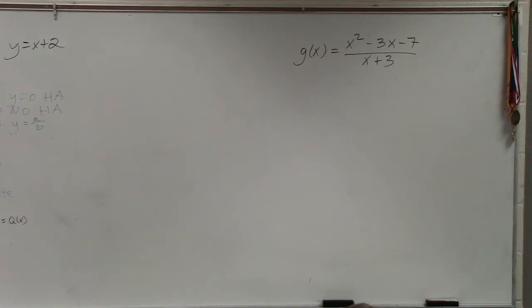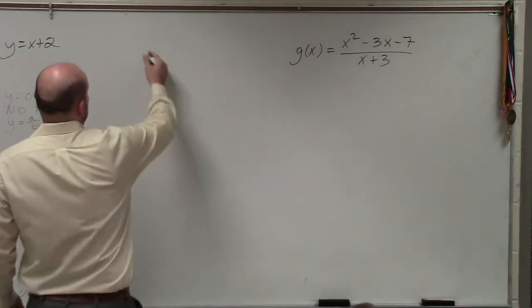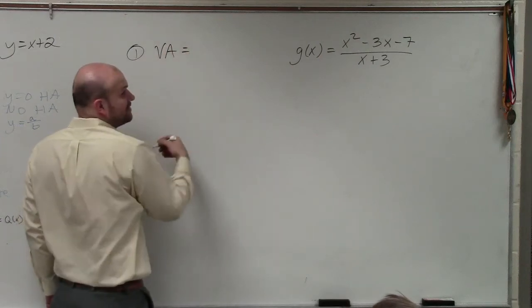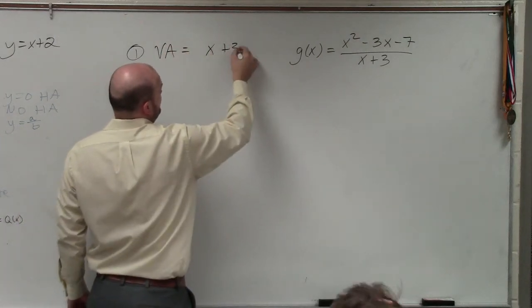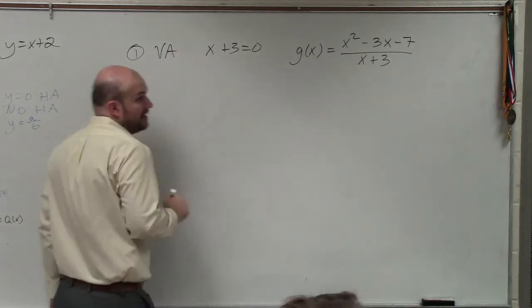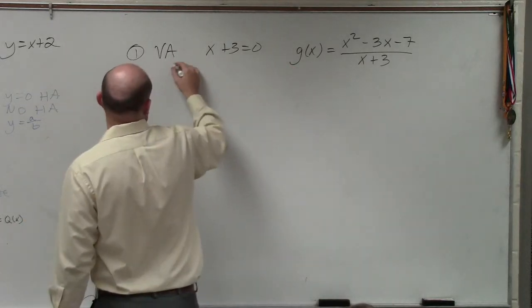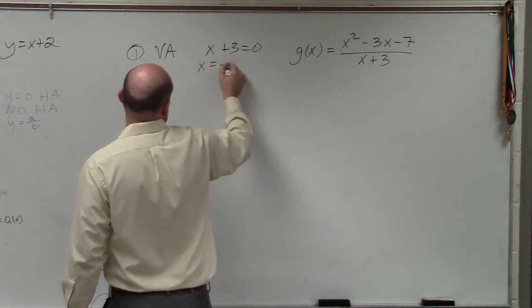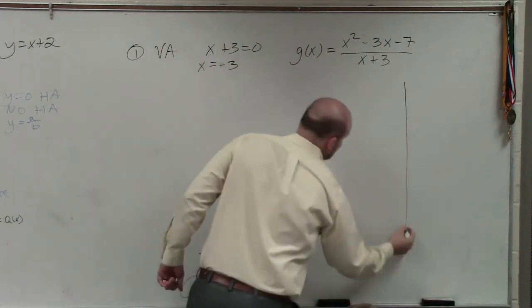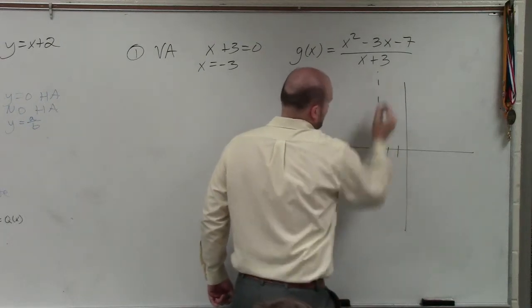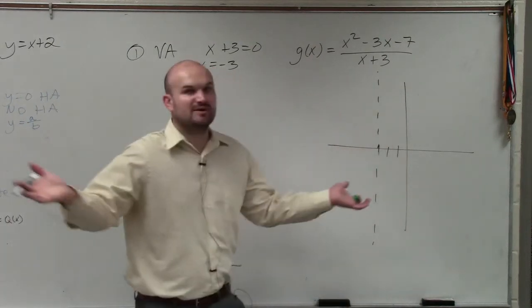All right, so the first example, guys, we're just going to go through the steps. Step number 1 is identify your vertical asymptotes. All we're simply going to do is set x plus 3 equals 0, right? You just set your denominator equal to 0. And you guys can see that my vertical asymptote is x equals negative 3. So to graph this, I go to negative 3. Does everybody follow me? Yes.